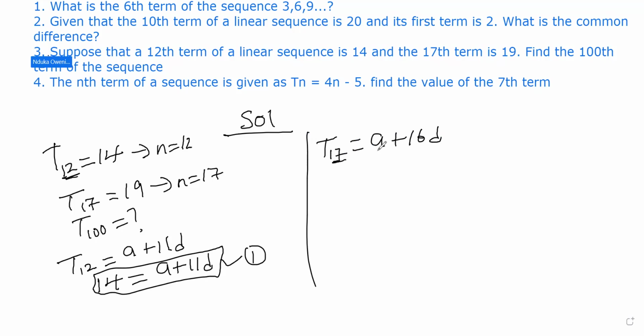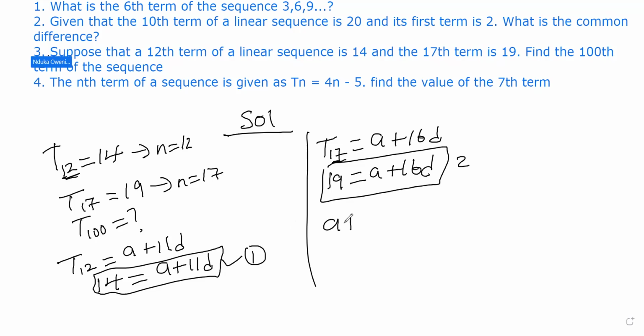How did I get 16? 17 minus 1. So what is that 17th term? The 17th term is actually 19. So we have 19 is A plus 16D. So this is our equation 2. So they said we should find the 100th term. Before we find the 100th term, we need to get our first term and common difference.